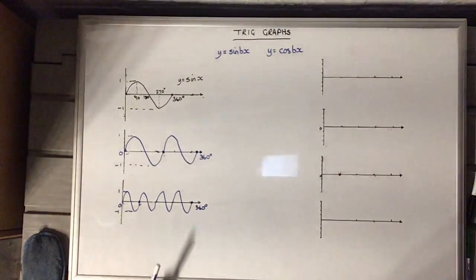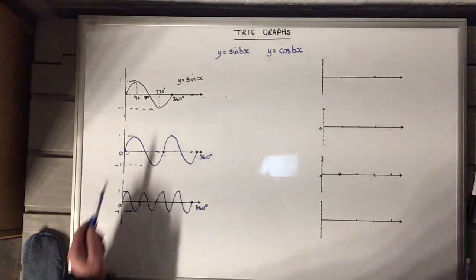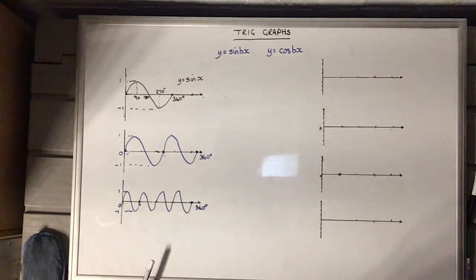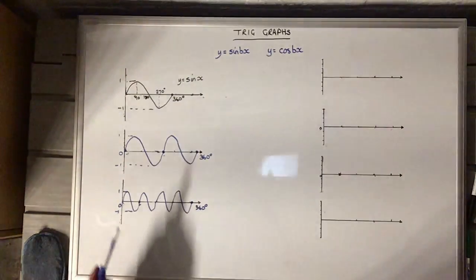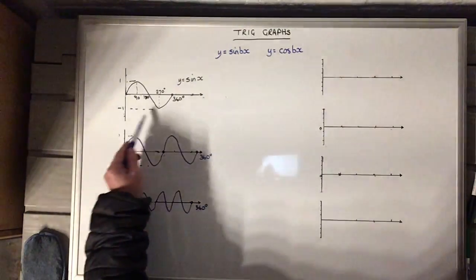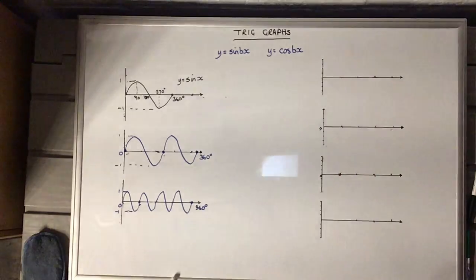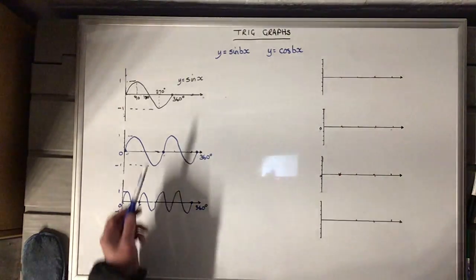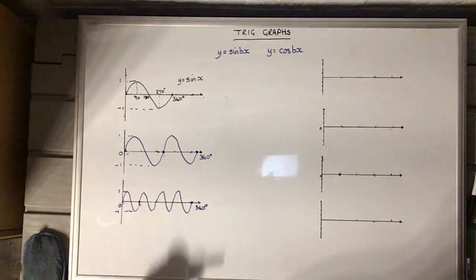And the things you should know about sin x from the previous videos is it repeats itself every 360 degrees, the maximum value is 1, and the minimum value is minus 1. The maximum value occurs at 90 degrees, and the minimum value occurs at 270. So everything is going to be related to this standard graph for these other ones.